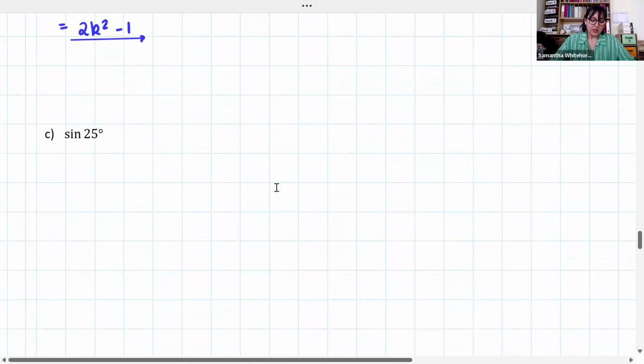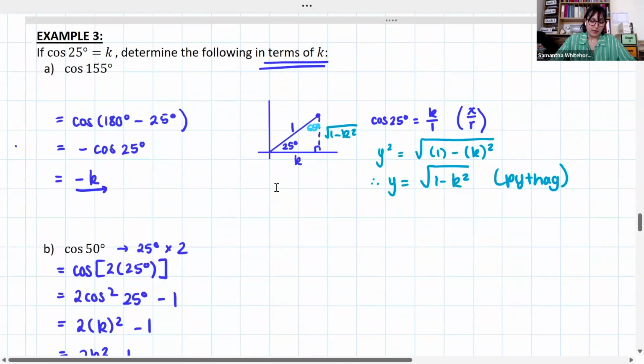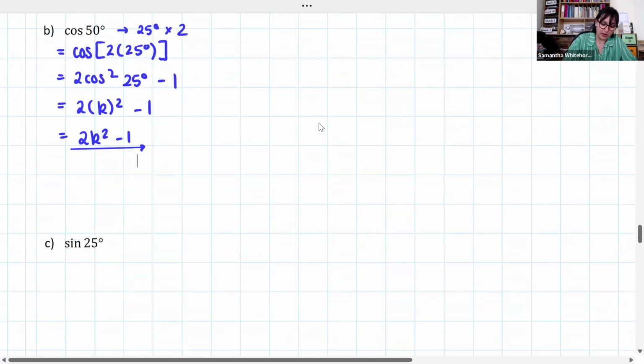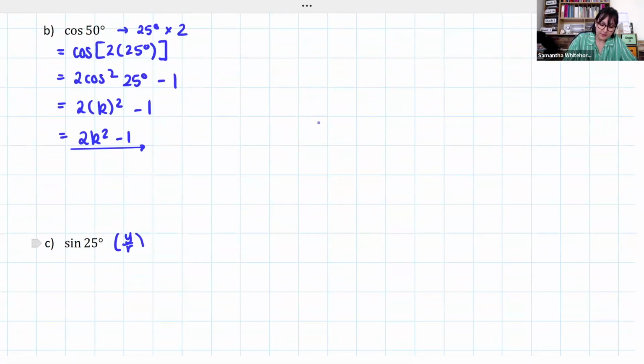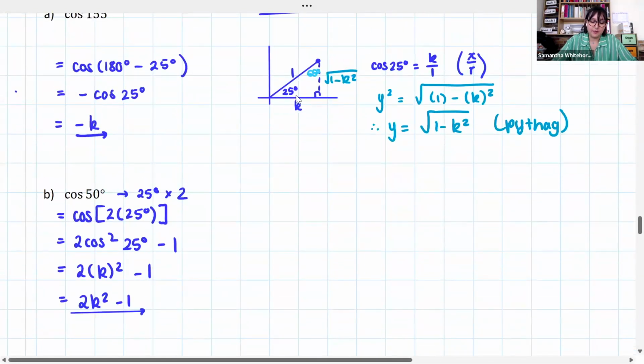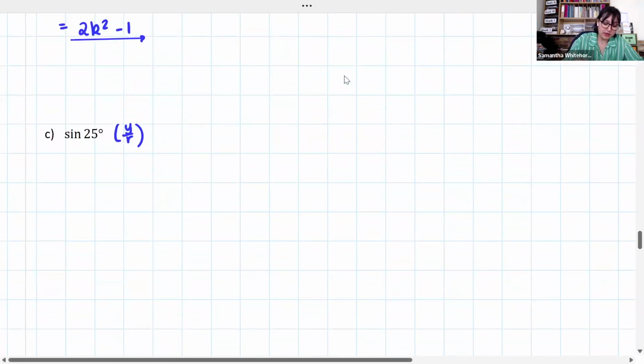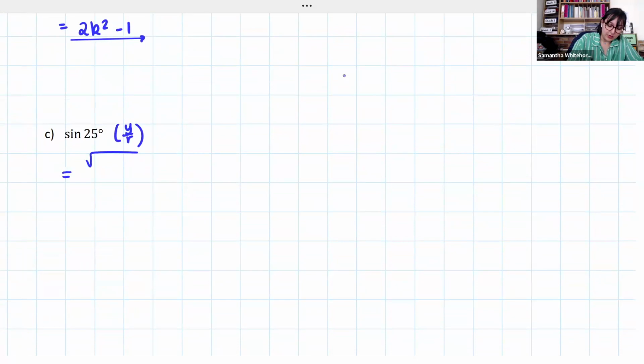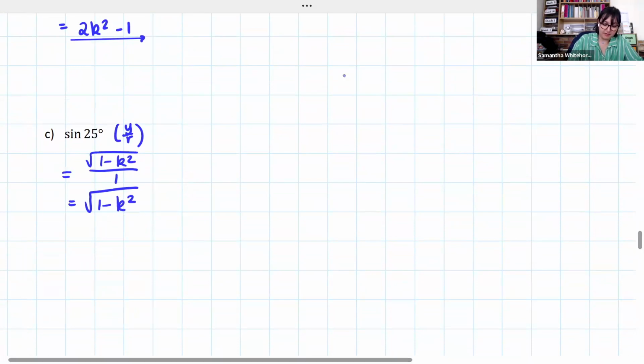All right, so question C is asking for sine 25. I'm just going to go back up here. So sine 25, we would now actually need to use our diagram. Sine, remember, is y over r. And now we can just essentially go read that off, all opposite over hypotenuse. So the y value was that root 1 minus k squared. Hypotenuse we know is 1. So this would be root 1 minus k squared over 1, which is just root 1 minus k squared.